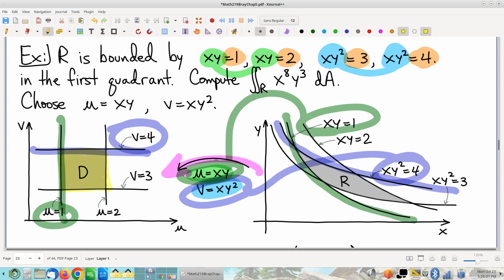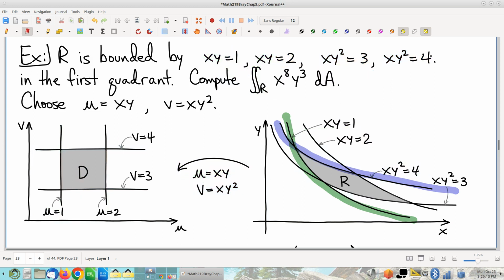Everybody's favorite domain for a double integral. Everybody good? Again, slick move. I wish I'd thought of it. I totally didn't. Okay. All right. So now what?